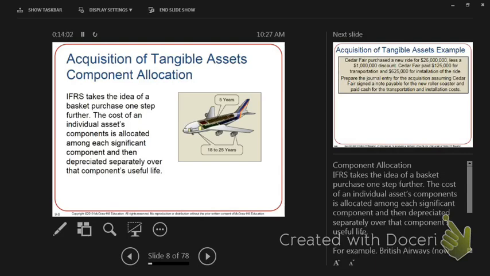So they're going to depreciate the inside of the plane over 5 years, and some parts of the engine over here over 18, these parts over 25. That's how IFRS does it. It does it based on components. Do you think that takes a little bit more effort? Yes.